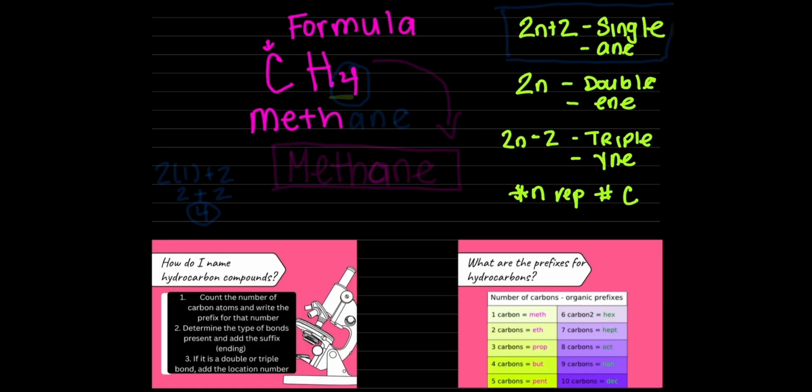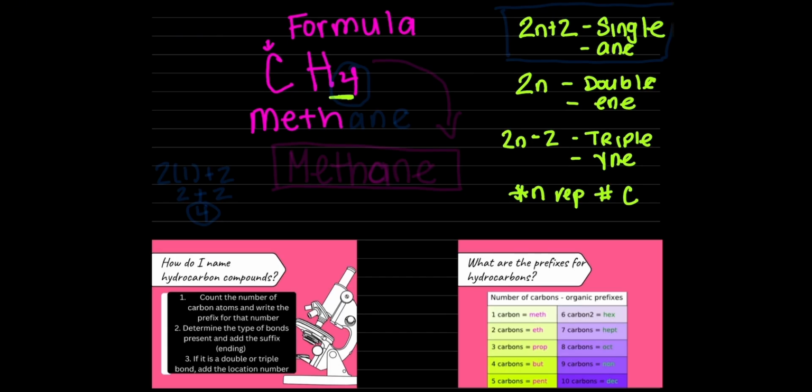Okay, so your n represents your number of carbons. Whichever formula you use to identify the number of hydrogen atoms in that formula is going to identify which bond and which suffix you're going to use. So in this case, I see that I have 4 hydrogens. So now I want to see which formula is going to give me 4 hydrogens so that I can identify which bond I'm going to use.